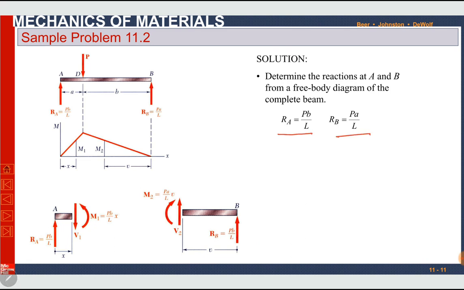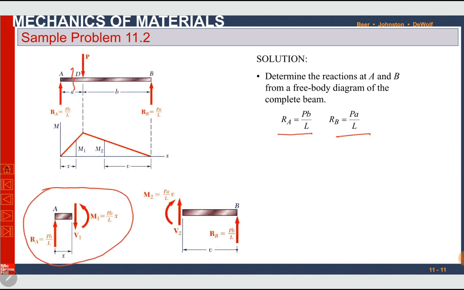RA is equal to PB divided by L. RB is equal to PA divided by L. Okay, now I want to find the moment in section AD and then in section BD. So I will section the beam here between A and D, and this is our section.